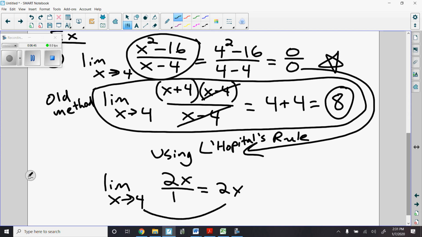Then plugging in, I get 2 times 4. And I get that same answer of 8 that I got factoring and canceling. Okay, but I think it might be a little bit simpler of a method to do. Let's take a look at another one of those.